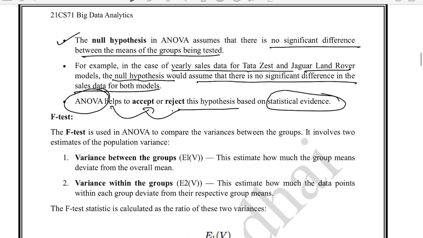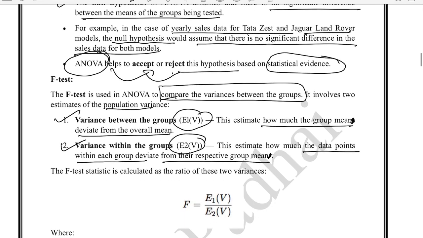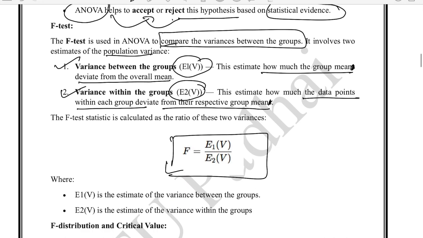Okay, next is the F-test. The F-test is where you compare the variance between two groups, and it estimates the two population variances. First is E1V and next is E2V, that is, variance between the groups and variance within the group. The variance between the groups estimates how much the group means deviate from the overall mean, and the variance within the group estimates how much data points within each group deviate from the respective group mean. So F is equal to E1V by E2V, where E1V is the estimate of variance between the groups and E2V is the estimate of variance within the group. One is between, one is within.